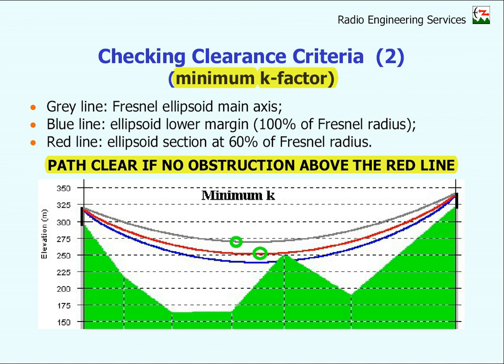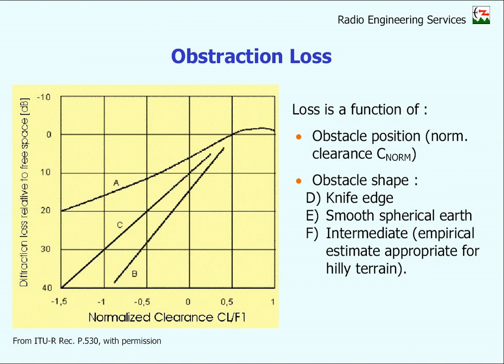A final comment. If we compare the ITUR criteria with the estimate of obstruction loss, which we have seen in a previous figure, we observe that, in some cases, the ITUR criteria may not be satisfied even if the obstruction loss prediction is 0 dB. As for example, in the case of normalized clearance 0.5. This result simply shows that the ITUR criteria are quite strict.